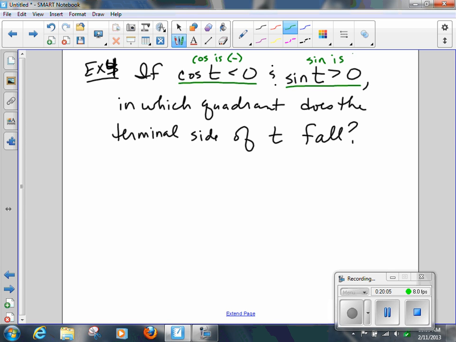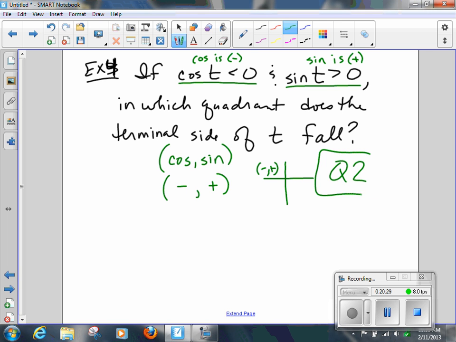Sine is positive. Cosine's negative. Sine is positive. And folks, we're dealing with ordered pairs, aren't we? Cosine, positive. Which quadrant? Oh, yeah. That is right. That's all it's asking for. That's it.